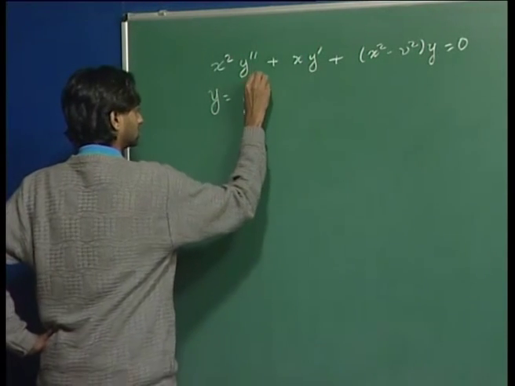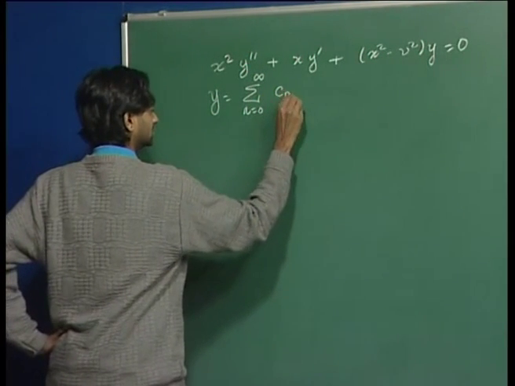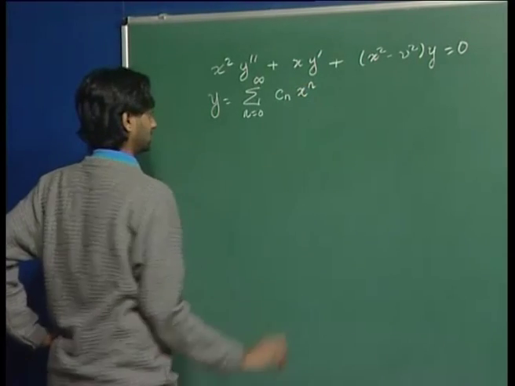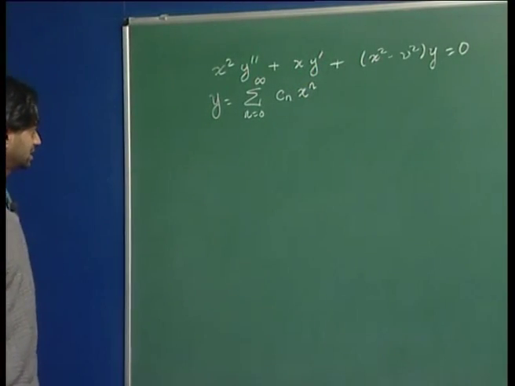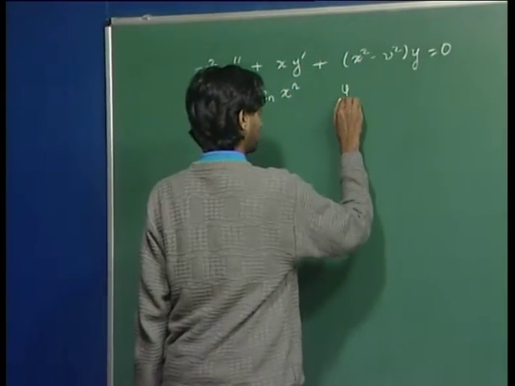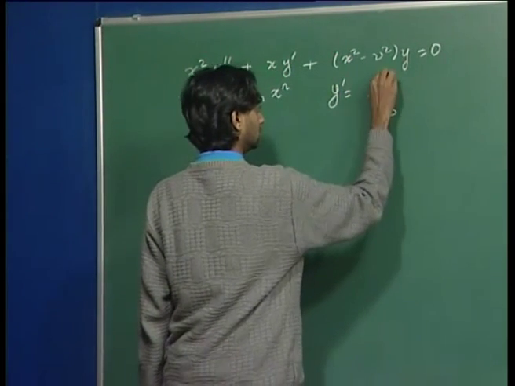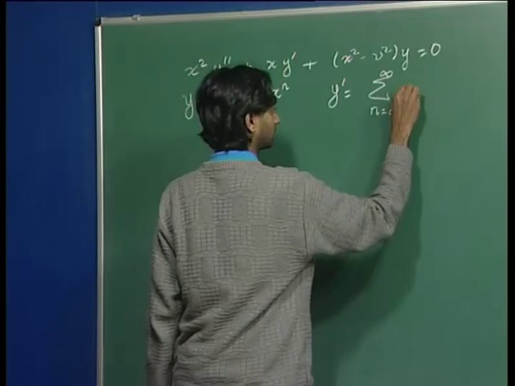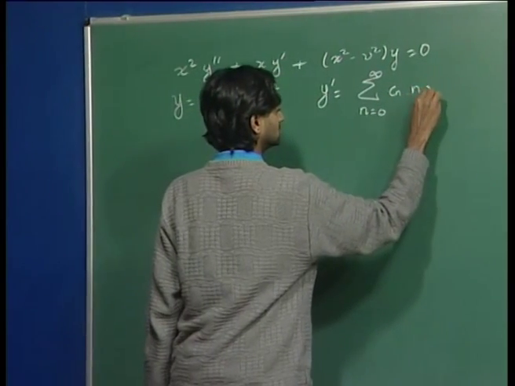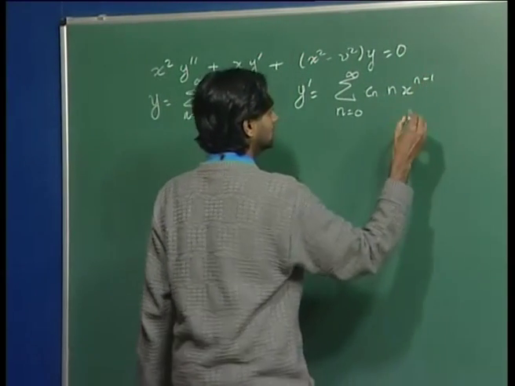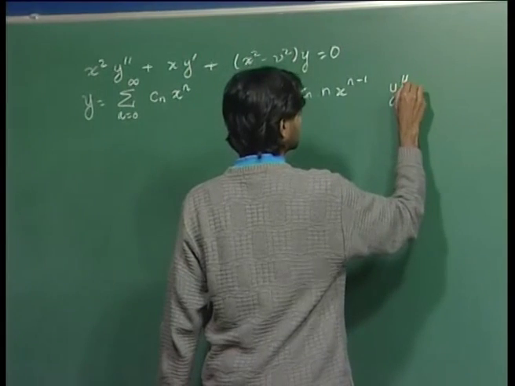Okay. So, suppose you have this differential equation, then if you just use the power series method, you will say y equal to summation n equal to 0 to infinity C n x raised to n, and then you will say y prime and y double prime.